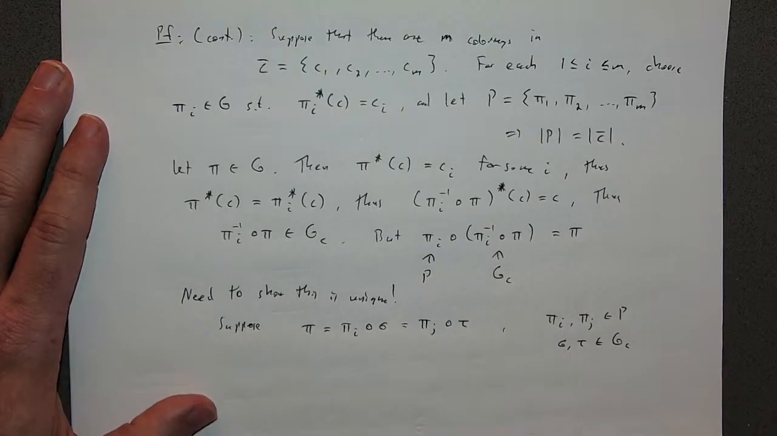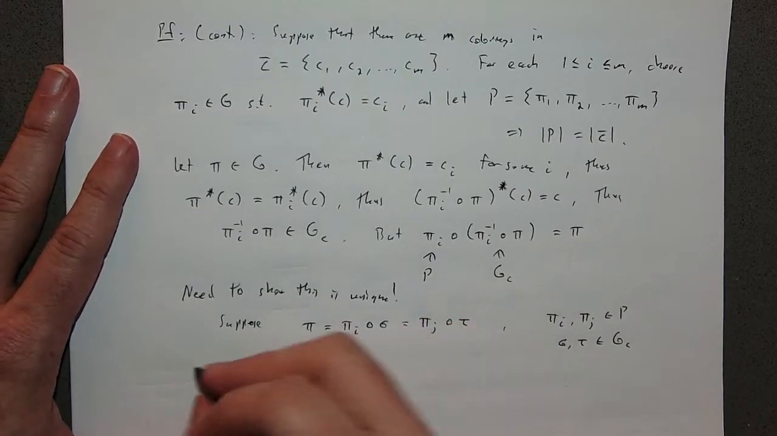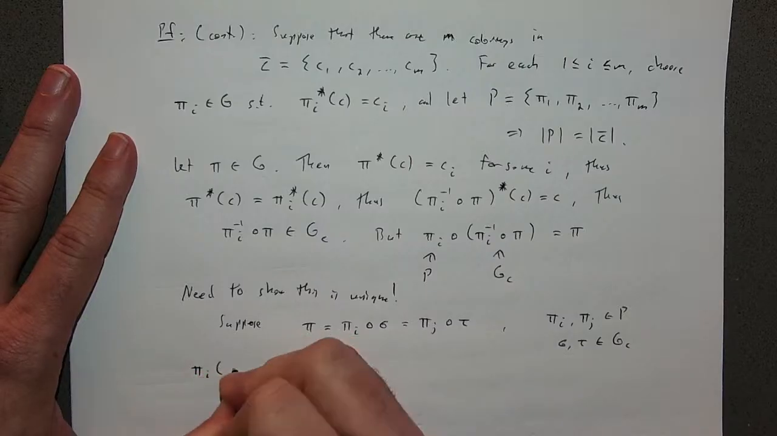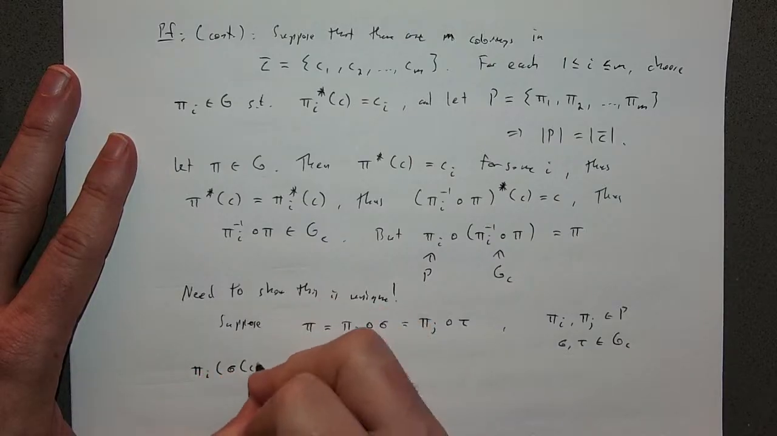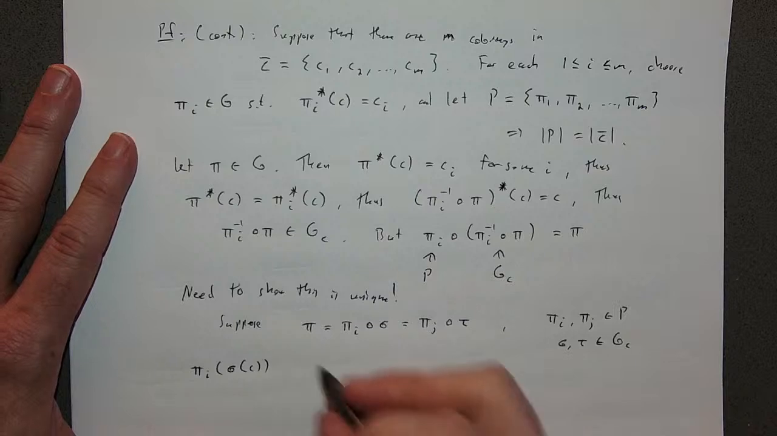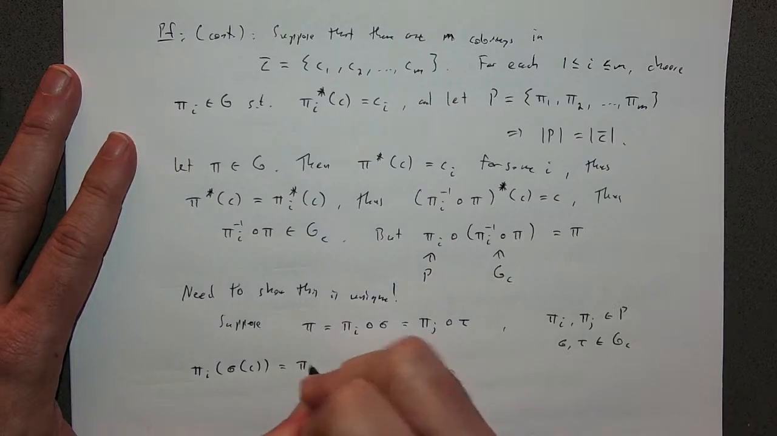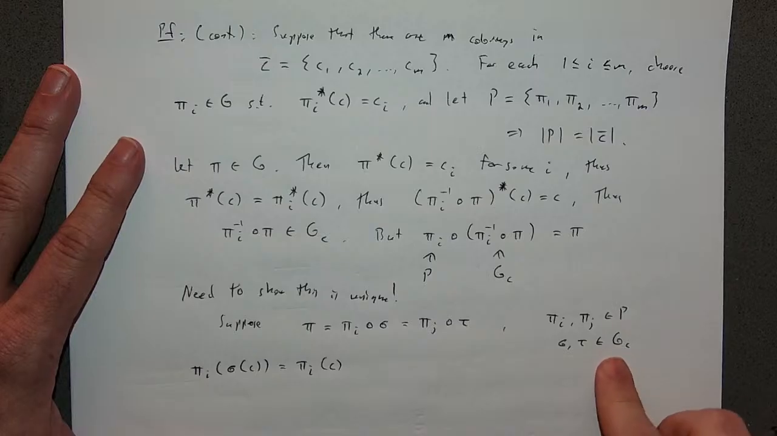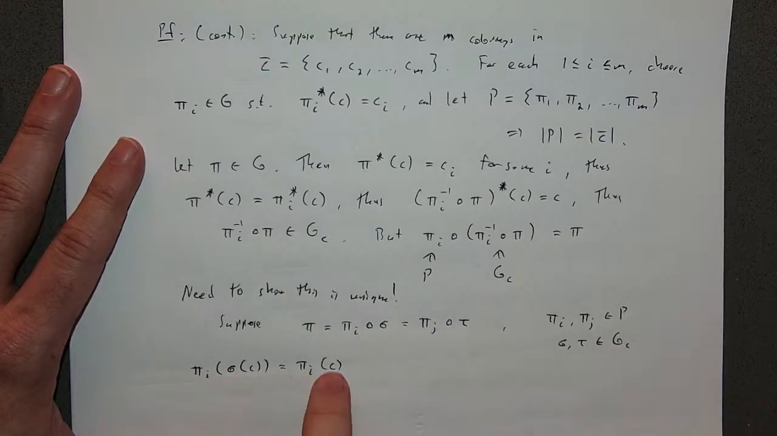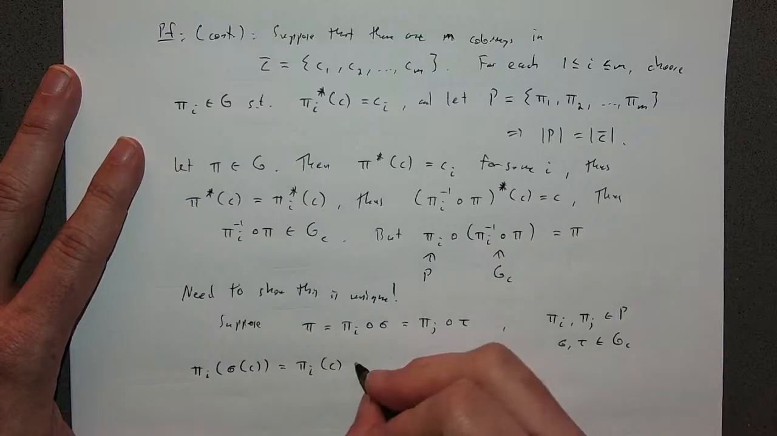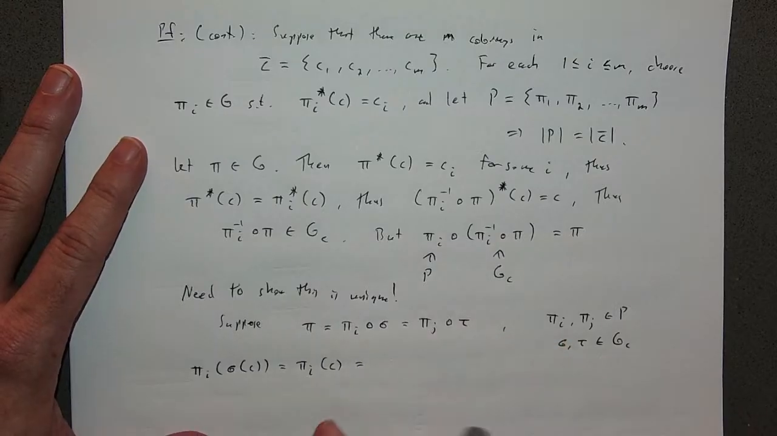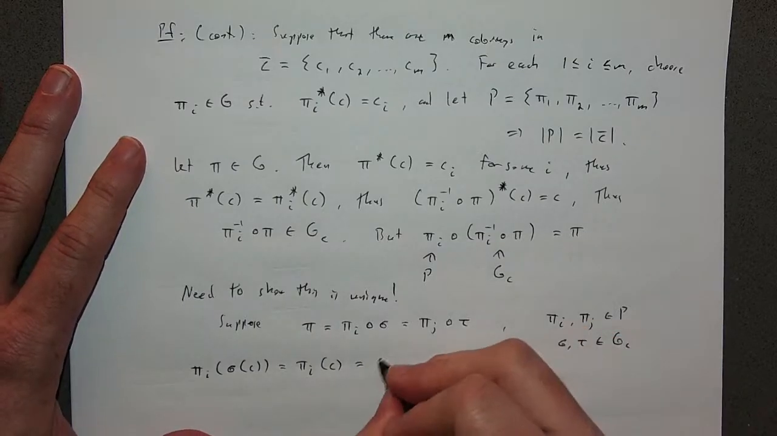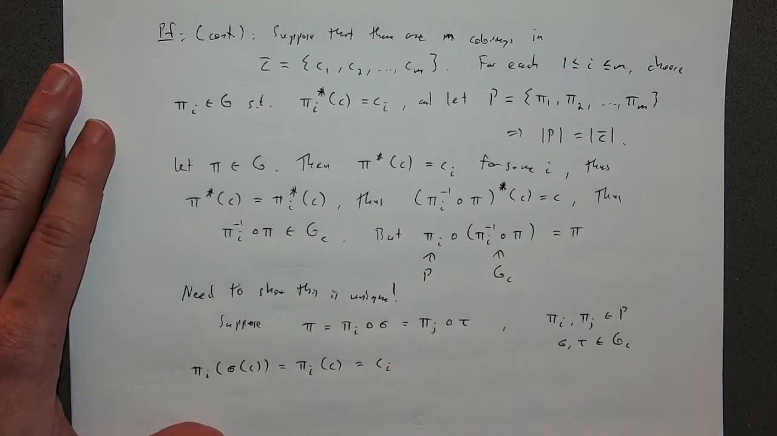Okay. But if this is the case, this means that pi sub i of sigma of C has to be equal to pi sub i of C, because sigma is in the stabilizer. So sigma of C is C. It fixes C because it's in the stabilizer. That's the definition of the stabilizer. Okay, but pi sub i of C is C sub i by definition of these things.